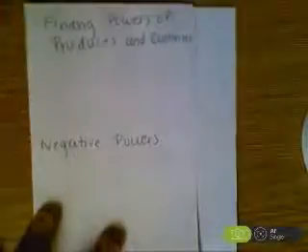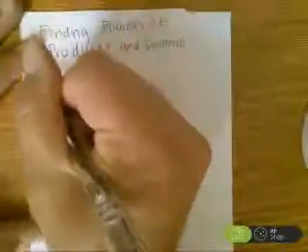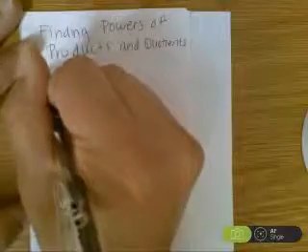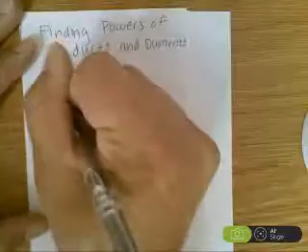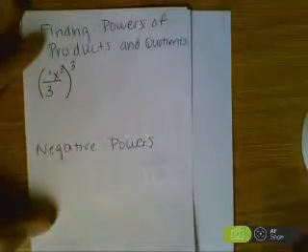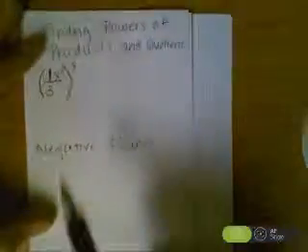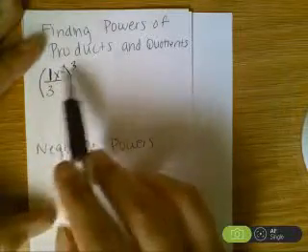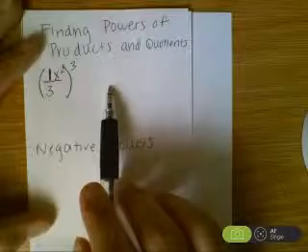The next one is finding powers of products and quotients. Now, the first thing that you want to do is remember to distribute that power to everything inside of the parentheses. So if you take a look at this first example right here, 1/3 x squared to the third power. Okay, I have three different values inside my parentheses, so I'm going to distribute this to every single one of them. I still have to follow normal exponent rules.